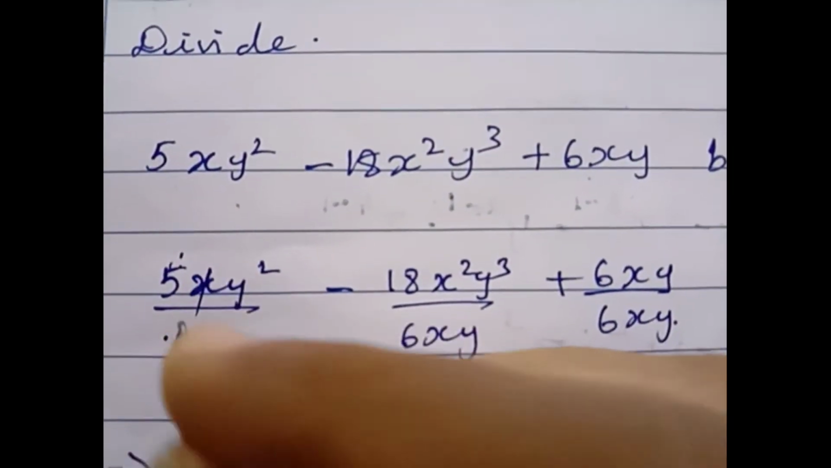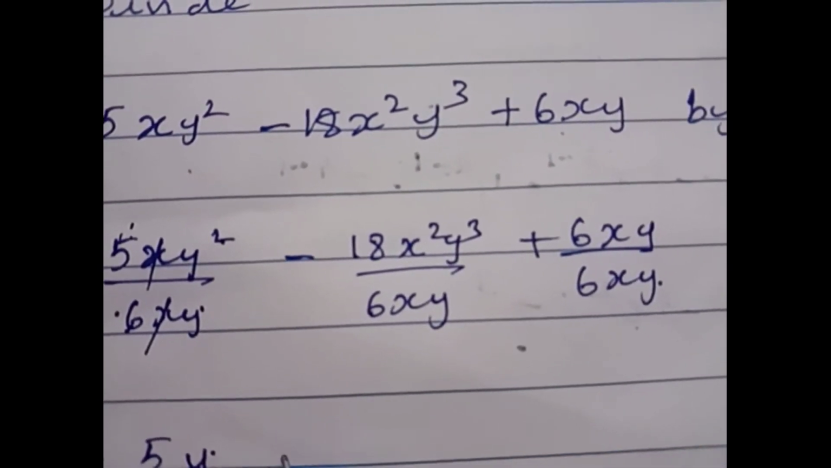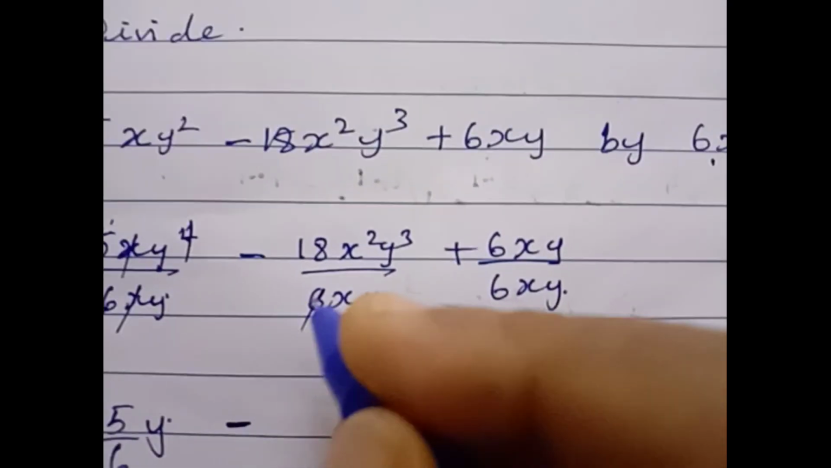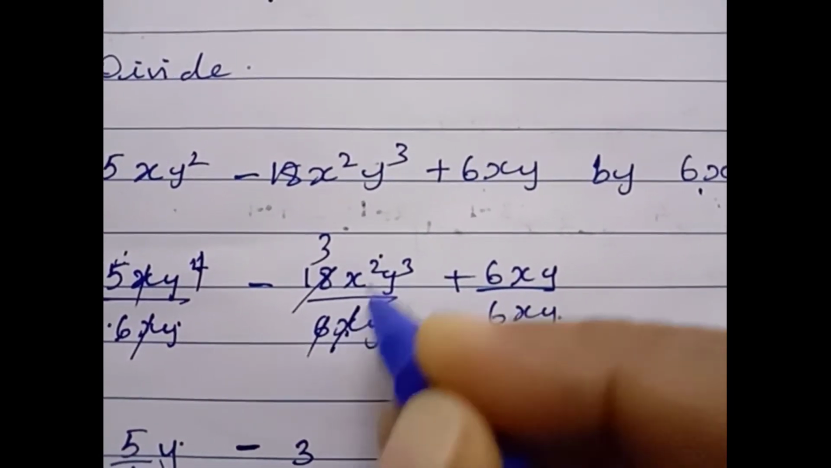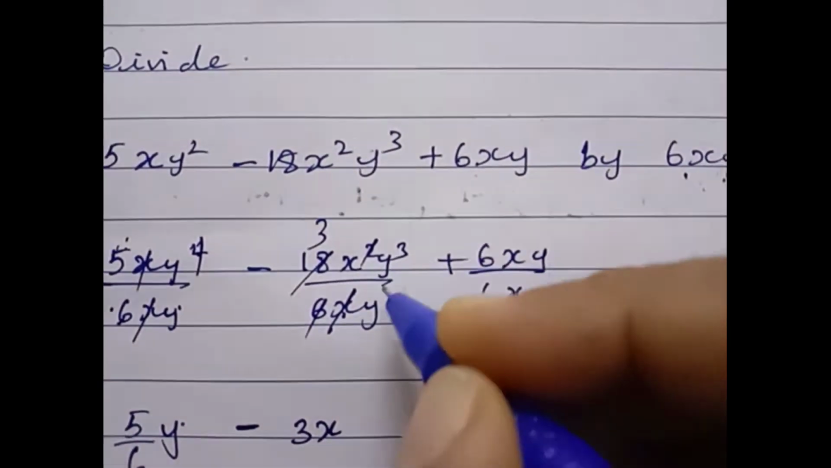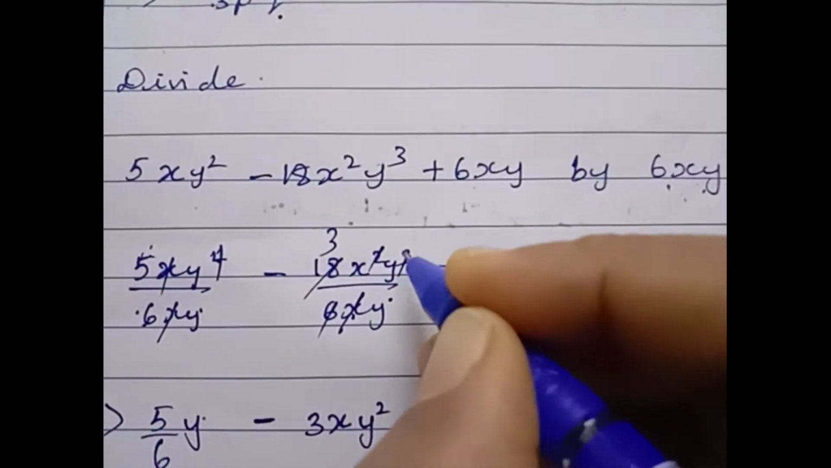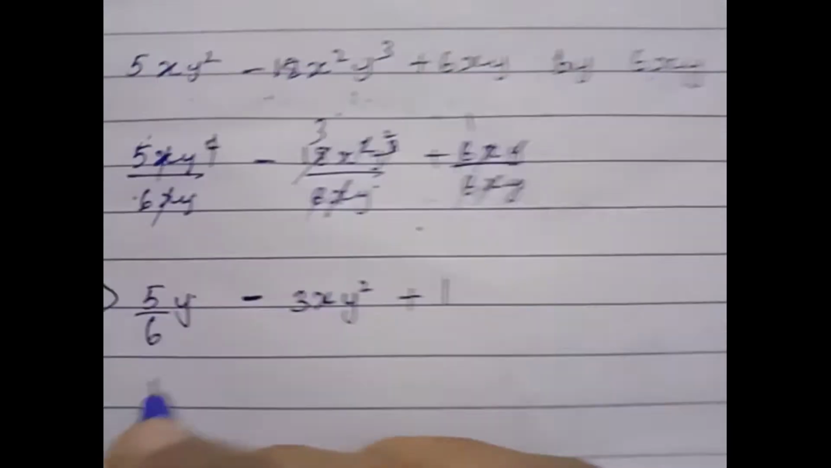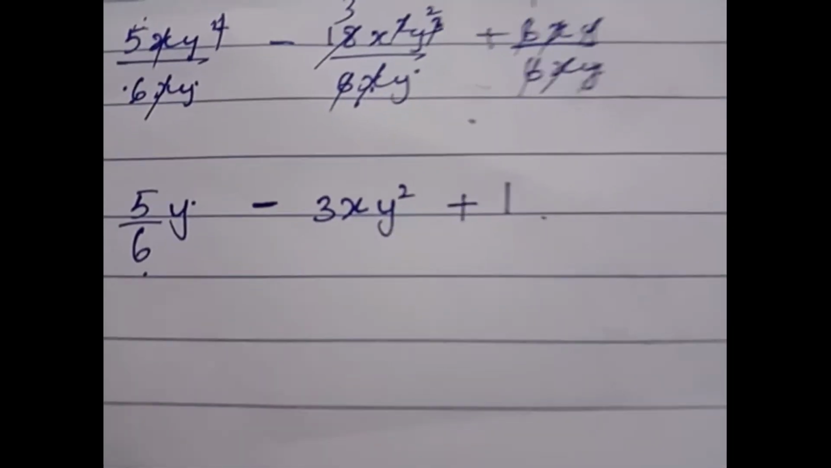Then x and x cancel. y, 2 minus 1 is 1, so y. In the 6 table, 6 threes are 18, x power 2 minus 1 is 1, therefore x. Then y, 3 minus 1 is 2. Here 6 ones are 6, x and x, y and y cancel. So your answer is 5 by 6 y minus 3xy square plus 1.